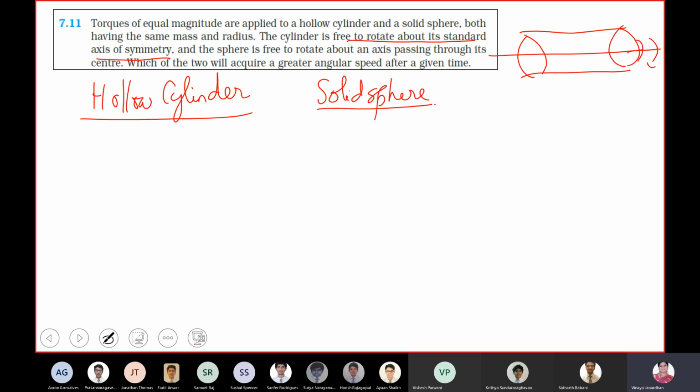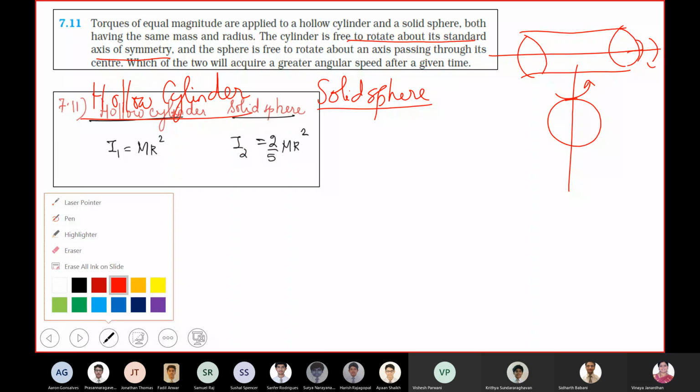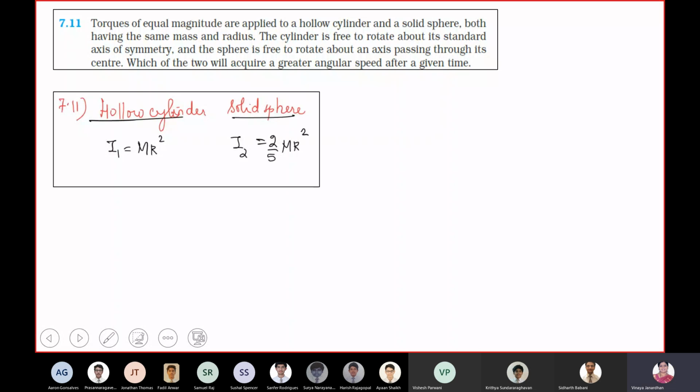It can be this way also. Here, this is the axis of symmetry. This is for a hollow cylinder as well as a solid sphere. So now, which of the two will acquire a greater angular speed after a given time?